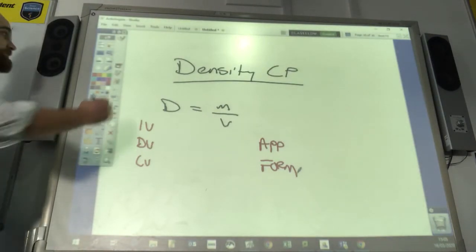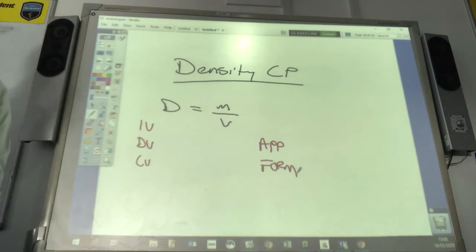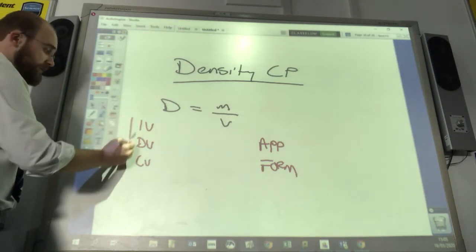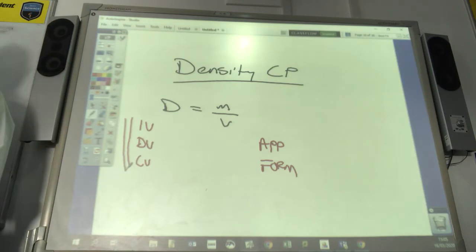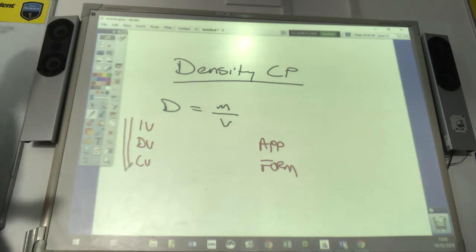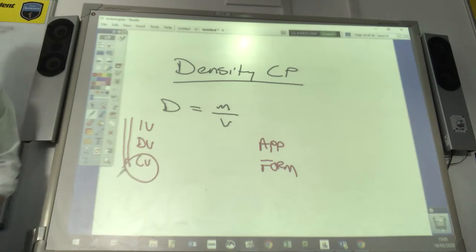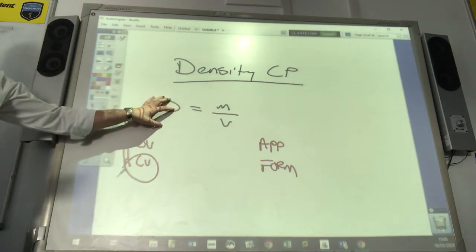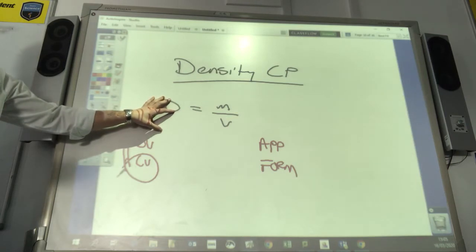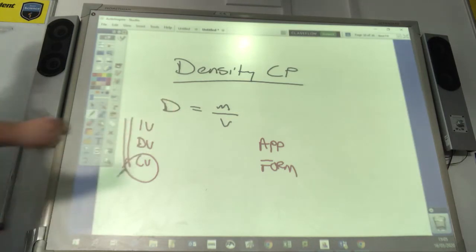In this particular investigation, though, usually we don't worry about independent variable, dependent variable, and control variables. Control variables sometimes, but usually not so much, because all we're doing is using this equation to find the density of different objects. So this is more exploratory than investigative.